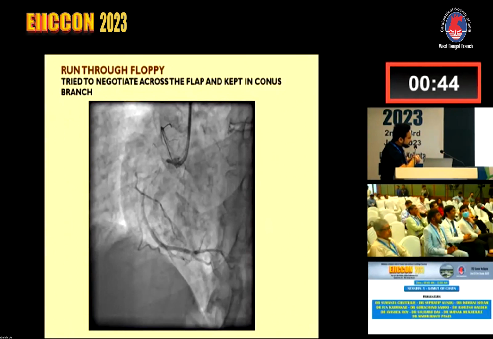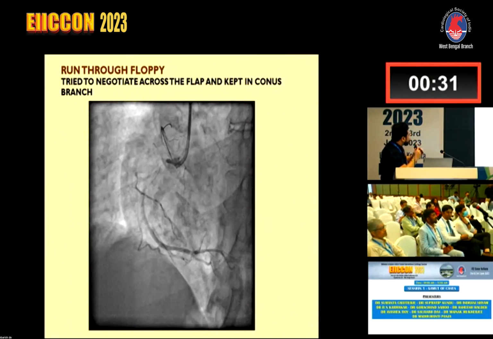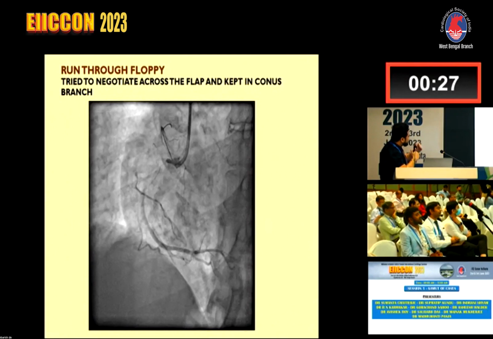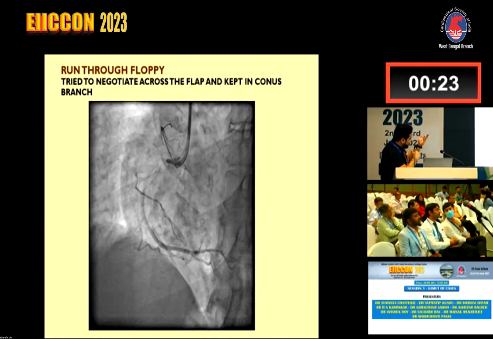That's why we were quite apprehensive in using this wire in the first go. We saw that when the wire goes to the conal branch, a certain segment of the proximal part of the flap was being crossed, and that was helping the dye to flow across it. So this was quite evident. There was a lot of evidence that there was no distal extension of this flap.